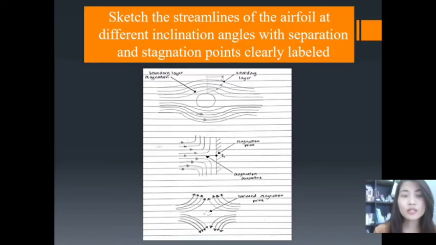The second question is we were asked to sketch the streamlines of the aerofoil at different inclination angles with separations and stagnation points clearly labeled. So this is the streamlines of the aerofoil at different inclination angles. So next, I'm passing it to my friend Imans to present on experiment 2.